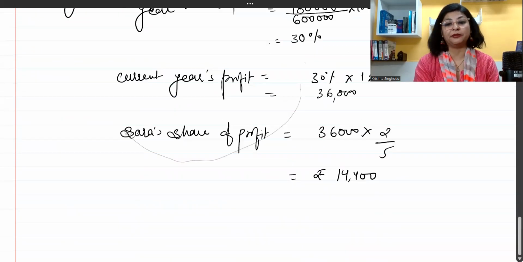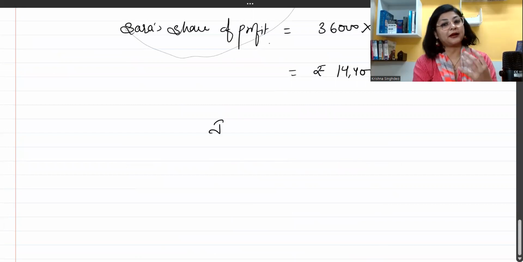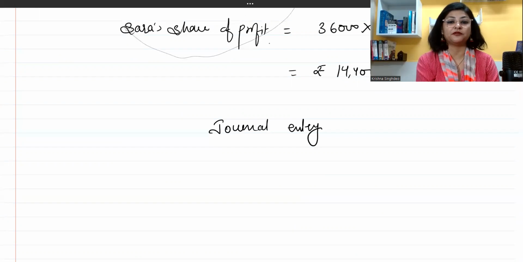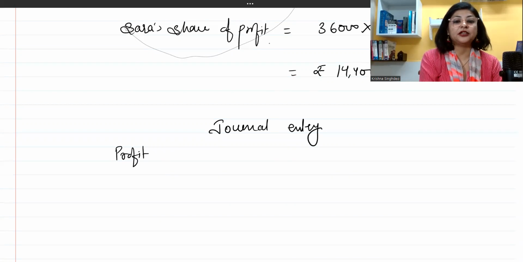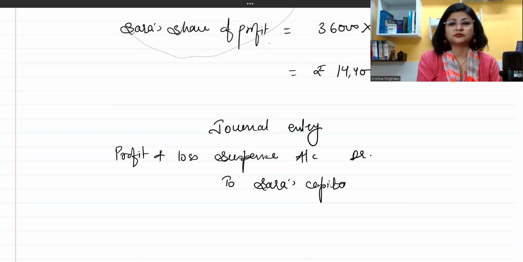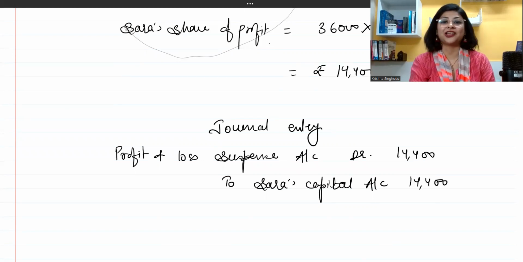Profit and loss suspense account will be debited, and Sarah's capital will be credited for her share of profit. So the journal entry is going to be this. I'm not making the format of the journal entry, but do remember you have to make the format of the journal entry in the exam, and you have to write the narration as well. So I'm going to pass the journal entry: profit and loss suspense account debit to Sarah's capital account, 14,400. So here is the journal entry for Sarah's share of profit.